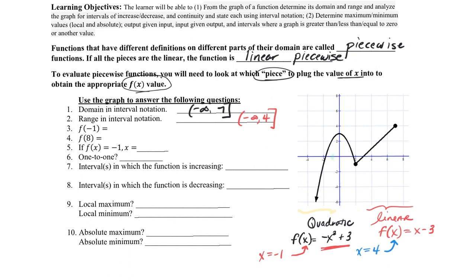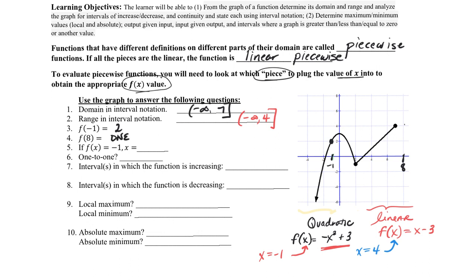So f of -1, that's here on the graph, and the corresponding y value looks like it's here at 2. So f of -1 is 2. F of 8. So f of 8 is over here on the graph. I'm looking for the corresponding y value, and you can see there's not one. And so this would be DNE, or does not exist.